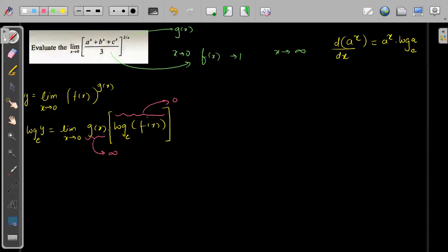Right? g(x) tends to infinity. So what we can do, we can write 1 by g(x). So 1 by g(x) will tend to 0, right? So we can write here 1 by g(x). So this whole part will become, so this I can write as.